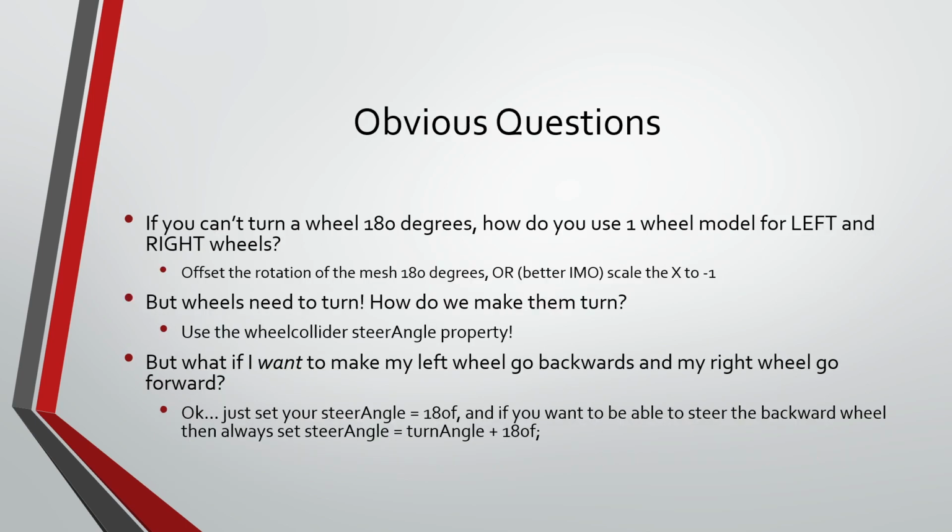So an obvious question is, if you can't turn a wheel 180 degrees, how do you use one wheel model for left and right wheels? The obvious answer is you can offset the rotation of the mesh by 180 degrees, or, in my opinion, scale the X value to -1. Let me go and demonstrate that.